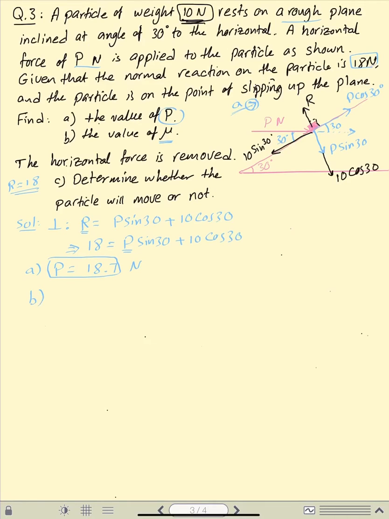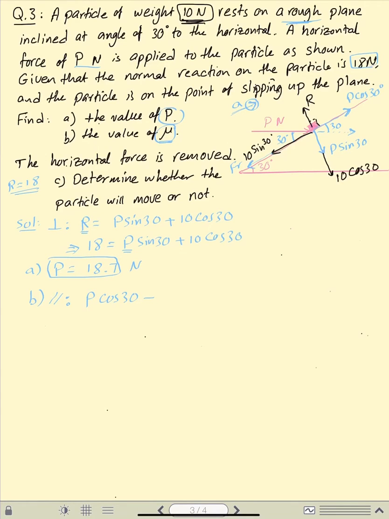Part B, he wants the value of mu. From where will mu appear? From parallel to the plane. Look, when you are neat and write everything, you'll help yourself. P cosine 30 is the main force opposing two forces. Since it's rough, where's the friction? The friction is in this direction, opposite to the main force.